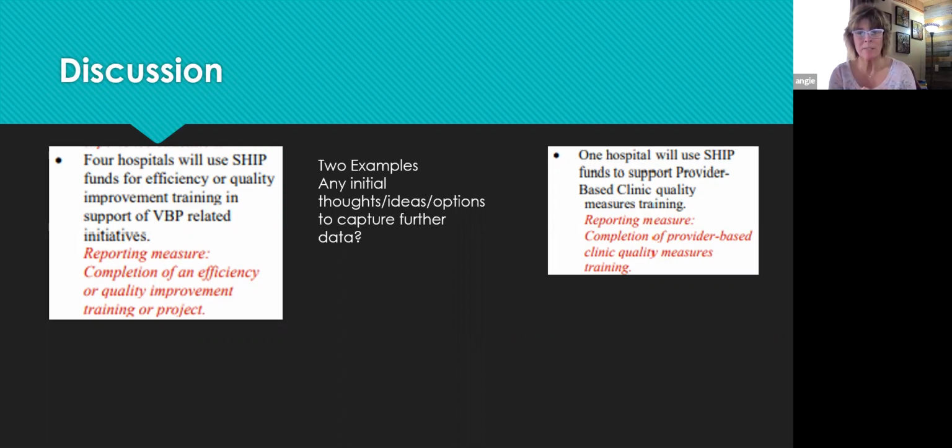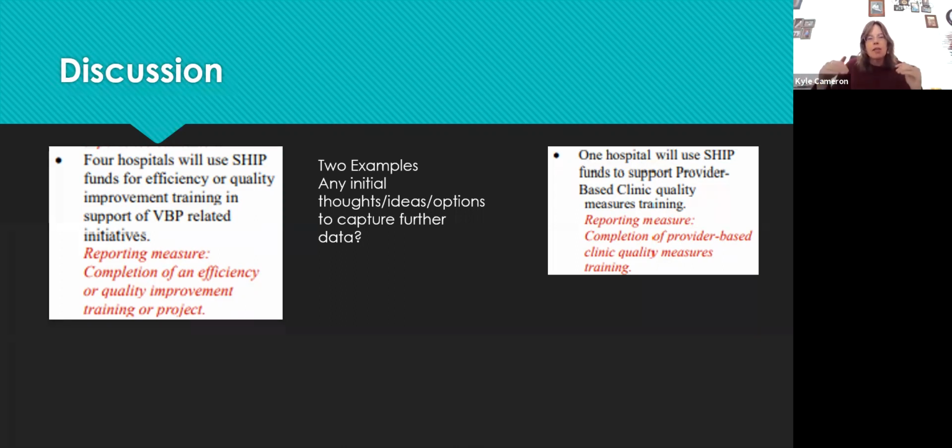How about the provider-based training? Anybody see anything jump out? Well, I think this is when it goes back to the assessment. So we did use SurveyMonkey to conduct our assessment, and within the assessment, what were the areas that the hospital specifically wanted to work on? So is it cybersecurity training? Is it pharmacy? Is it community paramedicine?